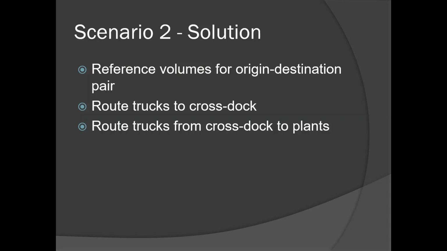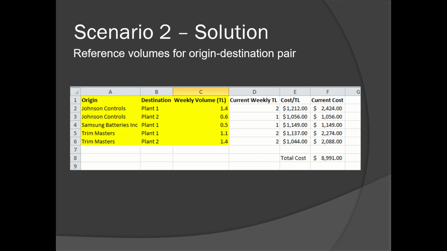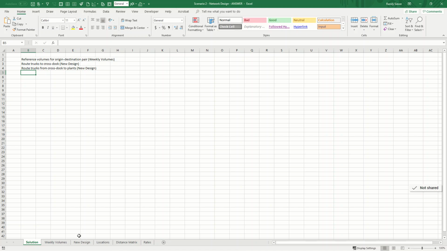If there's any that makes sense to go direct to the plants, sure, you're going to take care of that. But the more likely scenario is to route everything into the crosstalk first, and then route it from the crosstalk to the individual plants. So those are two separate activities. I'll show you what that looks like. I'll flip over to this Excel document so we can look at it together.